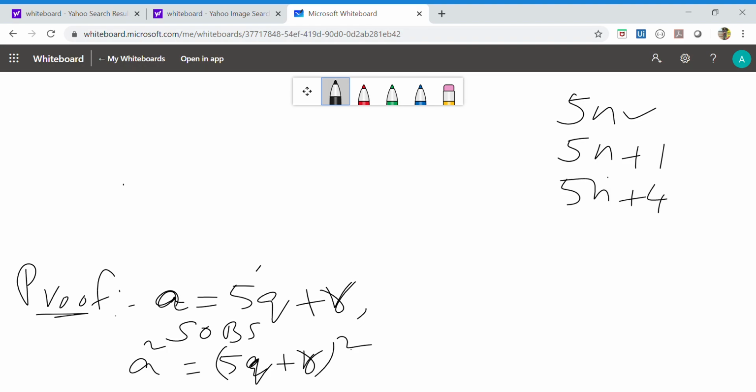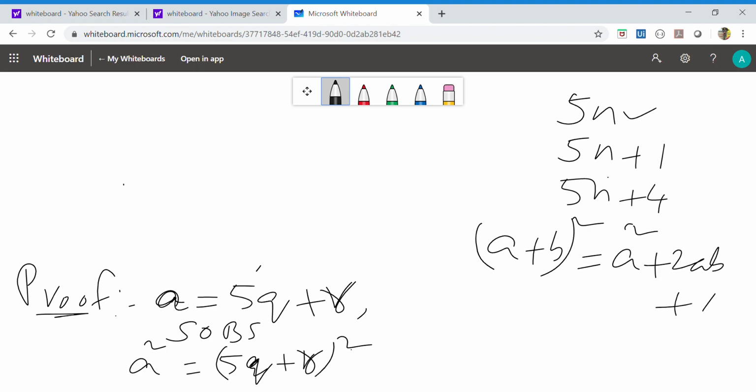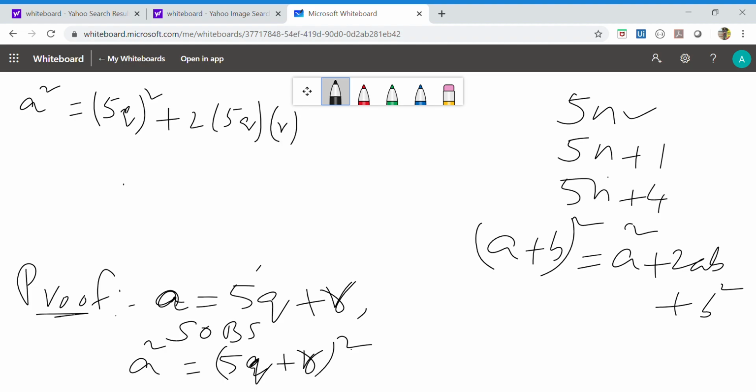And here coming to the sum, a square is equal to (5q plus r) whole square. RHS is in the form of (a plus b) whole square. The formula (a plus b) whole square is a square plus 2ab plus b square, which you already know. According to that you can expand: a square is 5q whole square, plus 2ab is 2 into 5q into r, plus b square is r square.